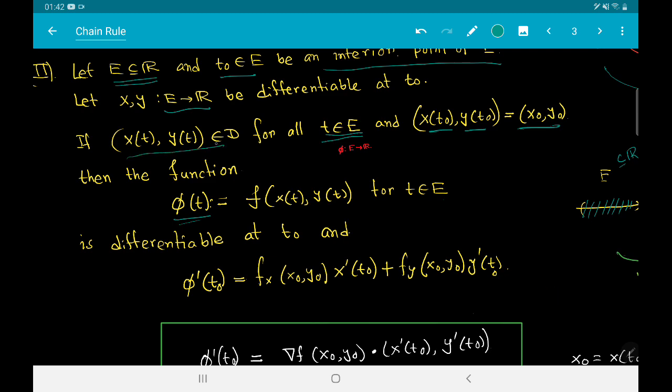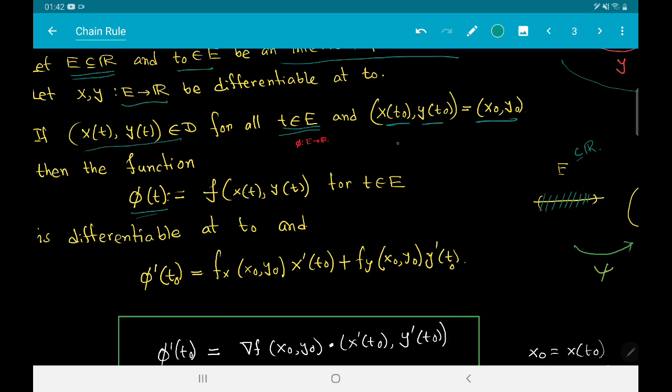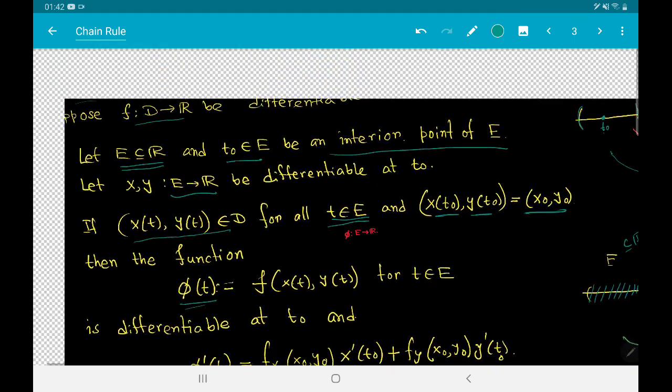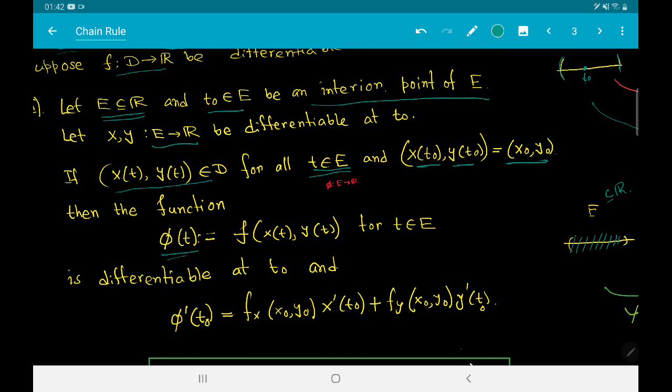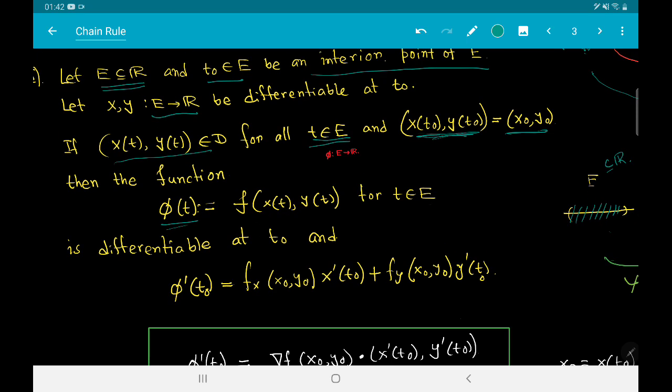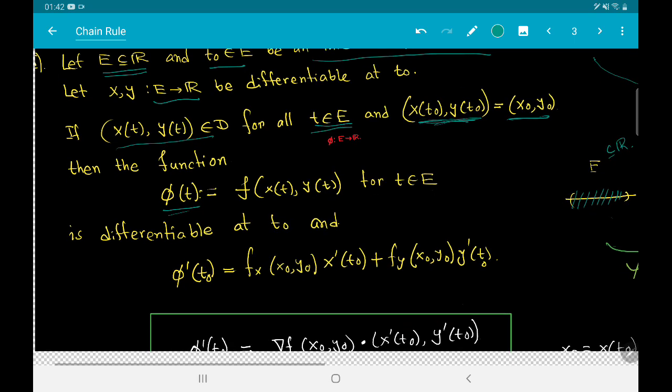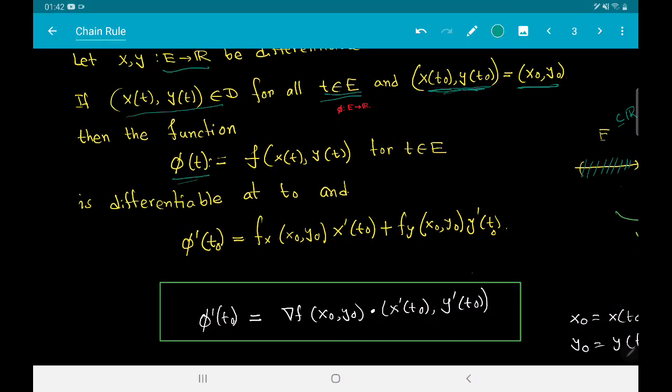So if (x(t), y(t)) belong to D for all t in E, and (x(t0), y(t0)) is an interior point, it is not needed to state it separately because this (x0, y0) was assumed to be an interior point. So t0 we chose such that the image of this map, which I call psi in the pictures, is equal to (x0, y0). Then the function phi(t), defined as f(x(t), y(t)) for t in E, is differentiable at the point t0.